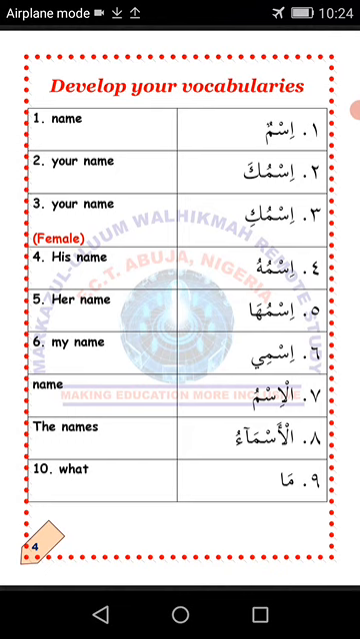ما شاء الله. ثمانية, number 8. الأسماء, the names. تسعة, number 9. ما, what. ما, what, as in مسمك, مسمه, مسمها. لعلك فهمت. I hope you understand. ما شاء الله.